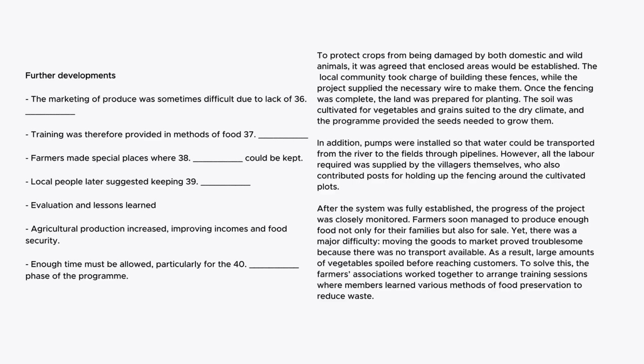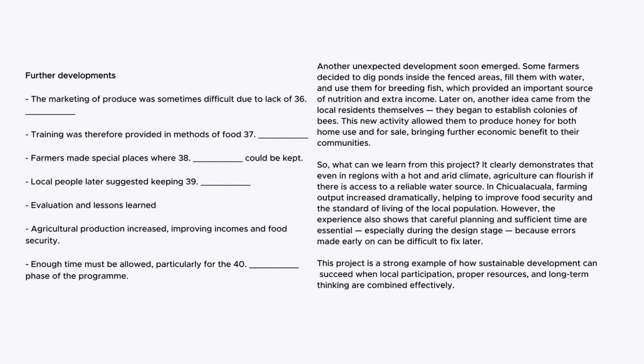To solve this, the farmers' associations worked together to arrange training sessions where members learned various methods of food preservation to reduce waste. Another unexpected development soon emerged. Some farmers decided to dig ponds inside the fenced areas, fill them with water, and use them for breeding fish, which provided an important source of nutrition and extra income.